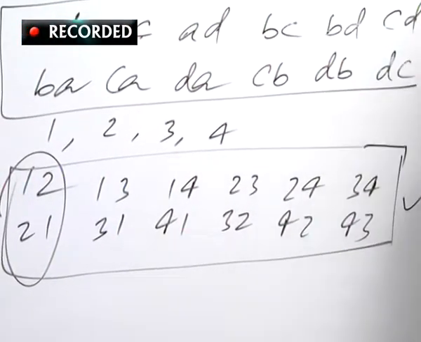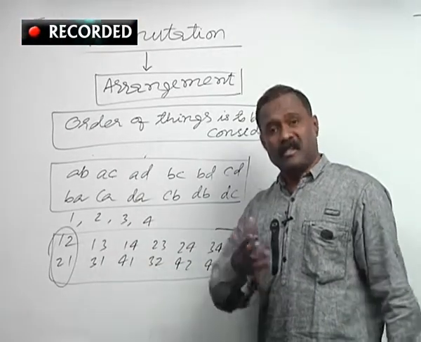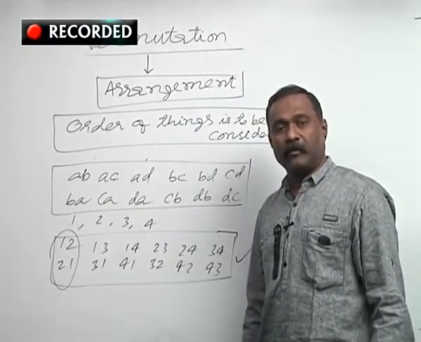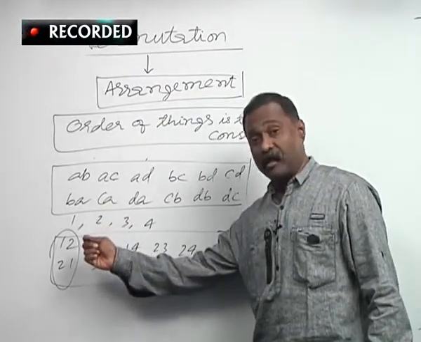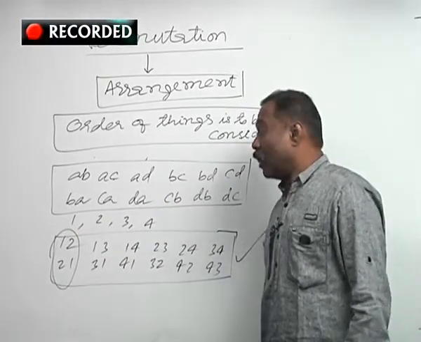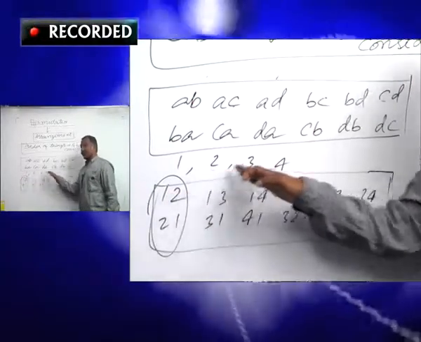But this can also be questioned like this: how many two-digit numbers can be formed from 1, 2, 3, 4, in which the digits are present in the increasing order of magnitude?